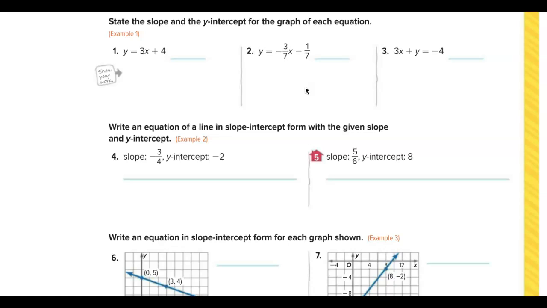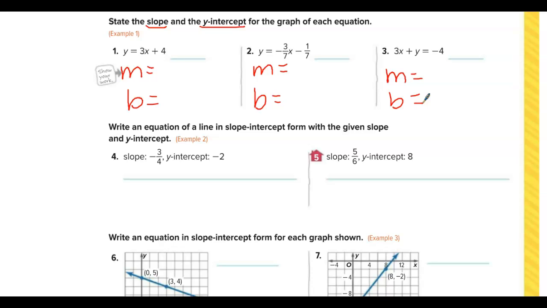So on number 1, you have to identify the slope and the y-intercept. How many answers should you have for both? 2. Okay, you have to tell me what m equals, and you have to tell me what b equals. Same thing with number 2 and number 3. Looking at number 3, this looks different, doesn't it? Yeah. Is it in slope-intercept form? No, so can I just say the slope is 3 and the y-intercept is -4? No. If it is not in slope-intercept form, you can't just apply what we've been doing. You have to get it to slope-intercept form.